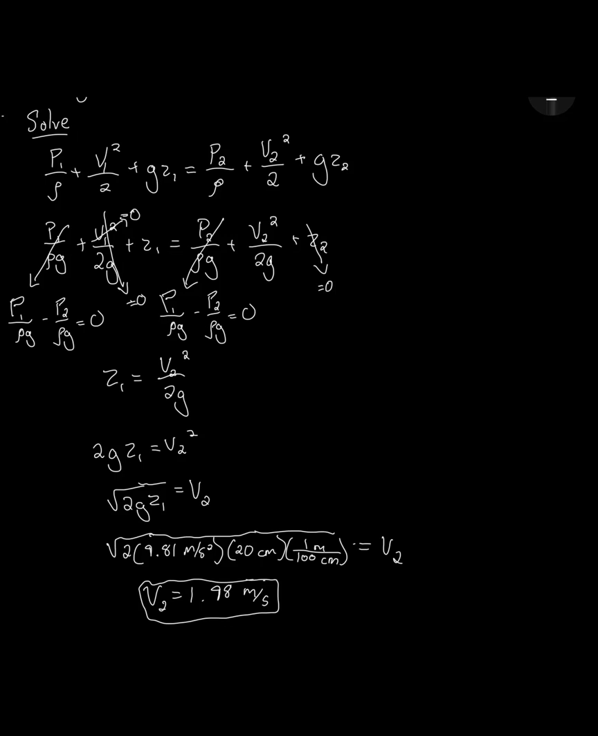So we're left with z1 is equivalent to v2 squared over 2 times gravity plus 0 because z2 is at 0. Therefore, we are left with z1 equals v2 squared over 2g. Then we can rewrite it to get the square root of 2g z1 equals v2, and we get an answer of 1.98 meters per second after converting all of my units. Overall, this is reasonable because the drain would just drain out almost immediately.